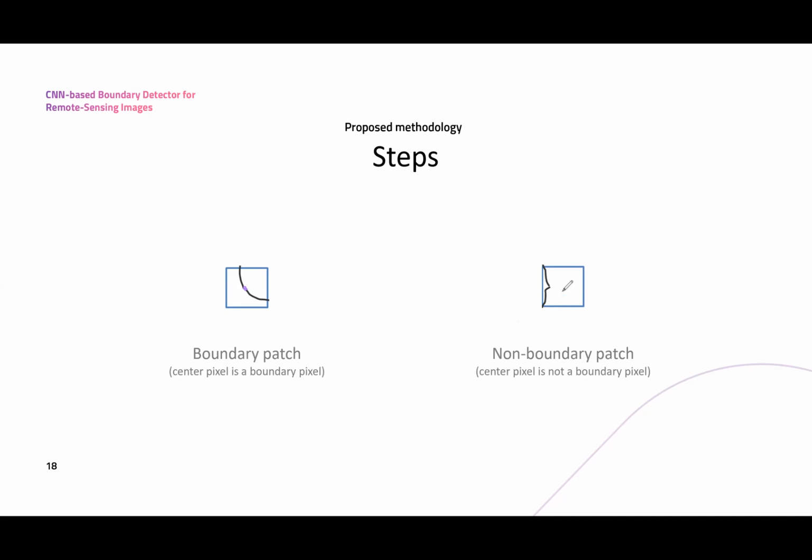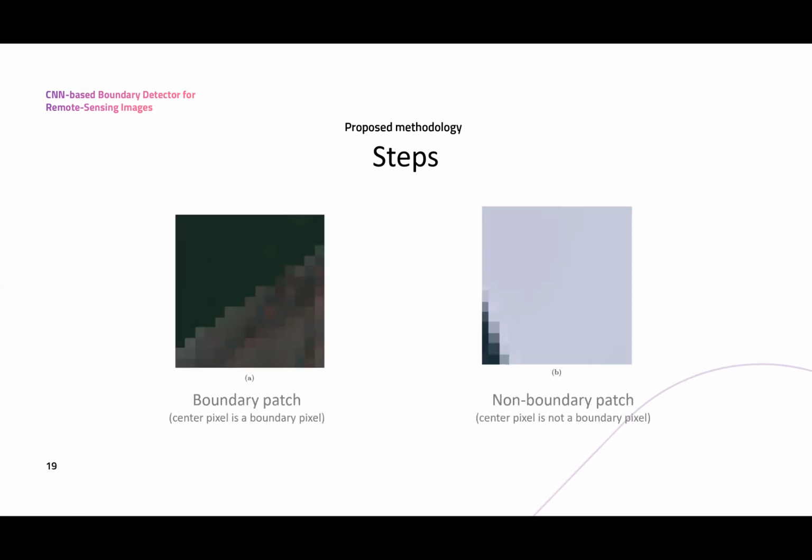And for the other batch, the center pixel is a non-boundary pixel. We have a training set for that. So we would recognize where the boundary is, and how many boundary batches and how many non-boundary batches we have. The problem is that in almost all images, you will get so many non-boundary batches, but few boundary batches in comparison.